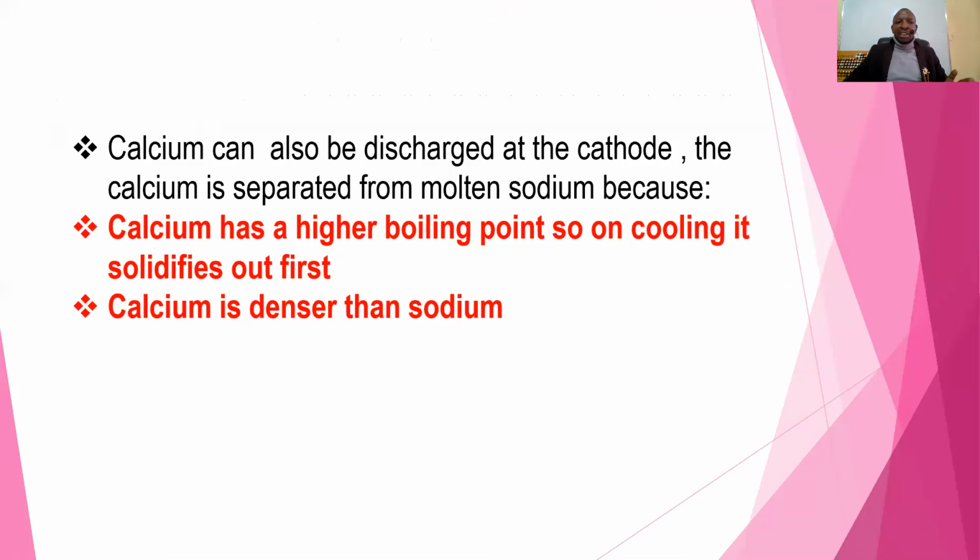Number two, calcium is denser than sodium. Those are the two properties that make the separation of calcium and sodium at the cathode possible in case both of them are formed after some time.